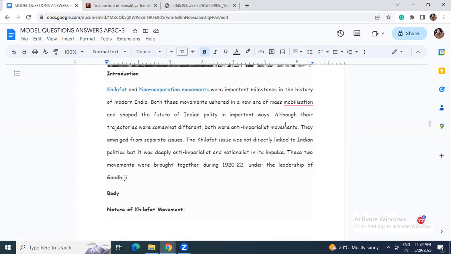They emerged from separate issues, obviously. The Khilafat issue was not directly linked to Indian politics, but it was deeply anti-imperialist and nationalist in its impulse. These two movements were brought together during 1920 to 22 under the leadership of Gandhiji.